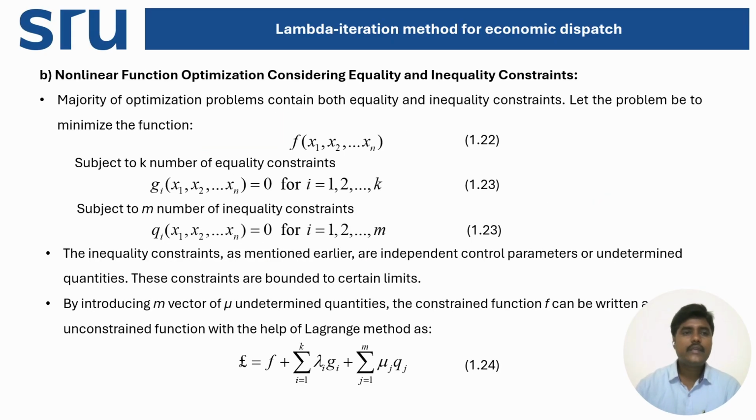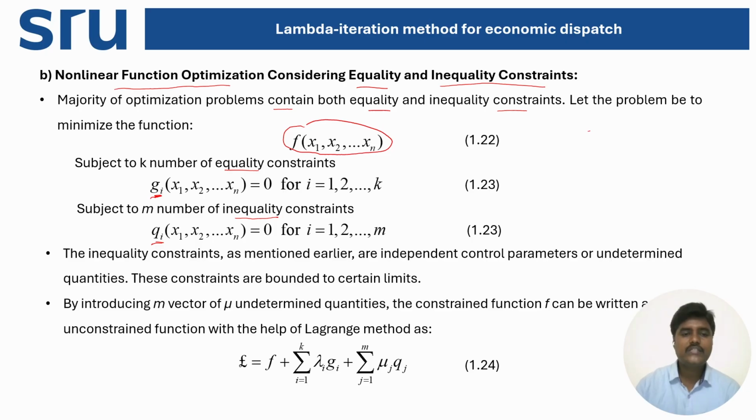Now let's see another case, nonlinear function optimization considering both equality and inequality constraints. The majority of optimization problems contain both kinds of constraints. Now the problem is to minimize the function f by satisfying the equality constraint, that is, function g, and by satisfying the inequality constraint, that is, function q.